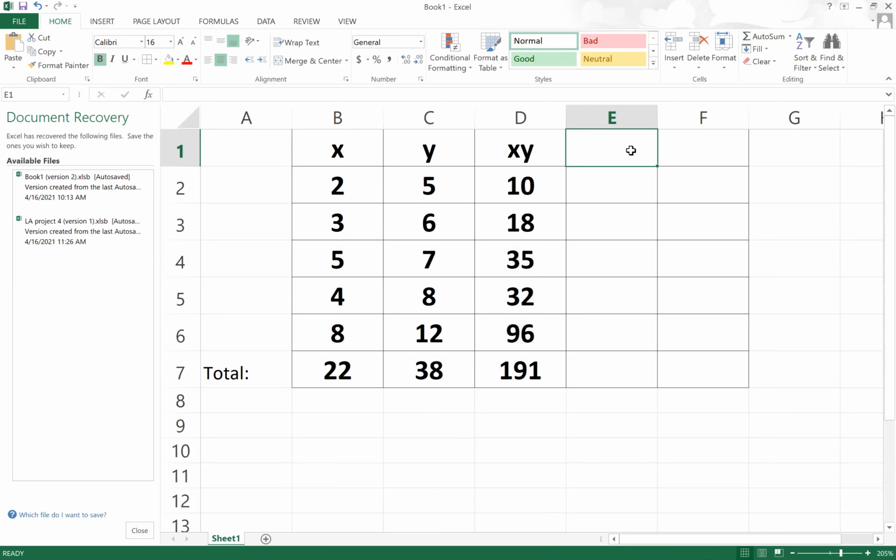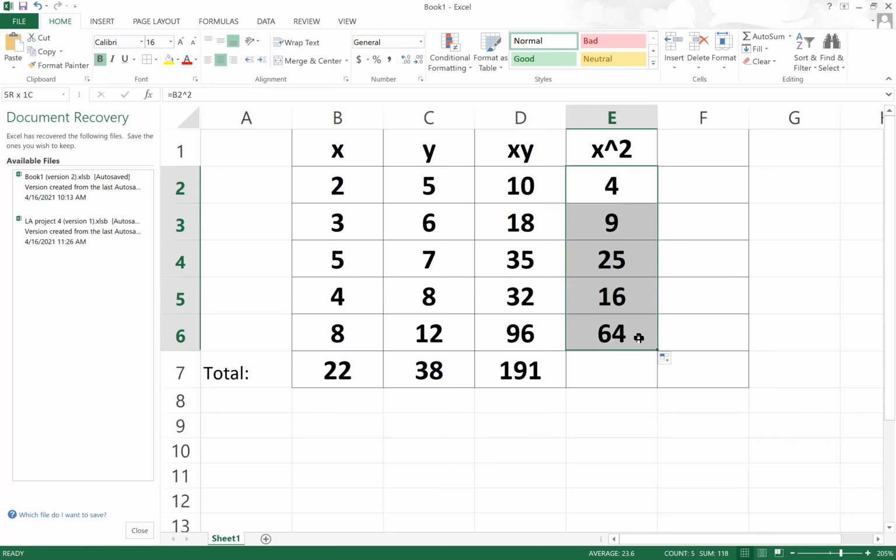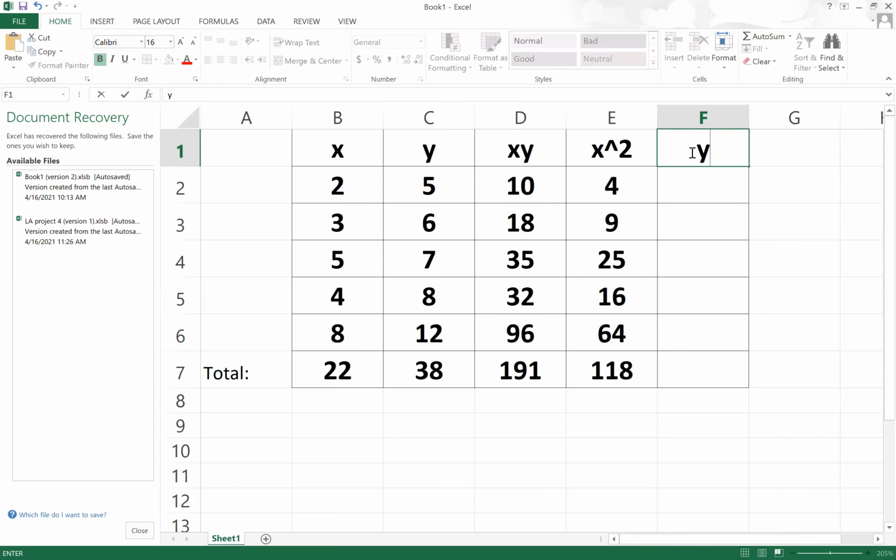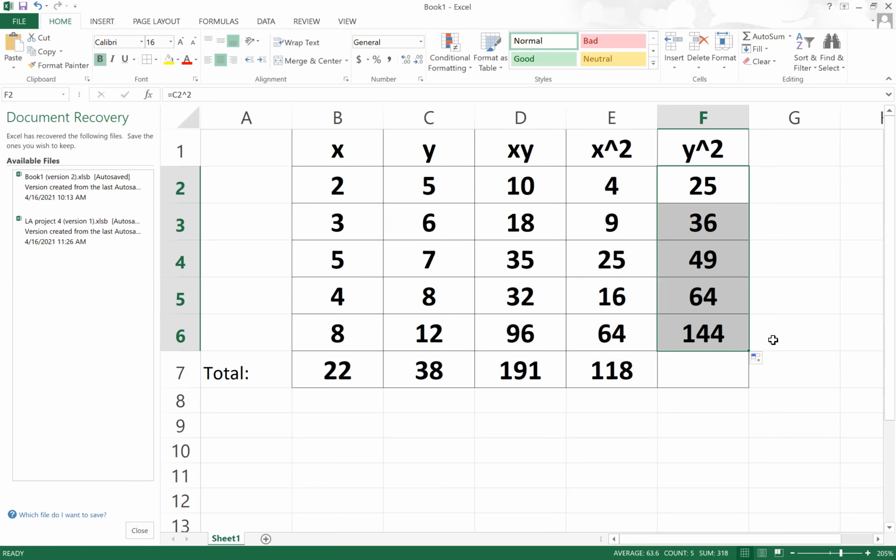Okay, 191. And now we need x squared. Okay, so square the x. Get that. And once you do one of them, again, we drag it all the way to the bottom, get the rest of them. Now we get the total of x squared, and then y squared, very similar, square the y value, get the first one, and we could drag it to get the rest of them. Okay, and one more time, sum up the rest of them.